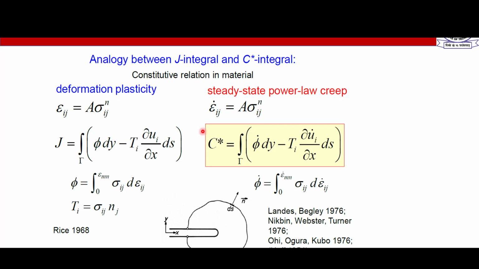When that happens, you can replace all the terms related to strain in the J integral, and you get a cousin of the J integral, given the symbol C star. Here you replace strain energy density with the rate of change of strain energy density, phi dot, and you replace displacement with displacement rate. Then you get this integral, and theoretically it should be path independent as well. But things are not so simple.